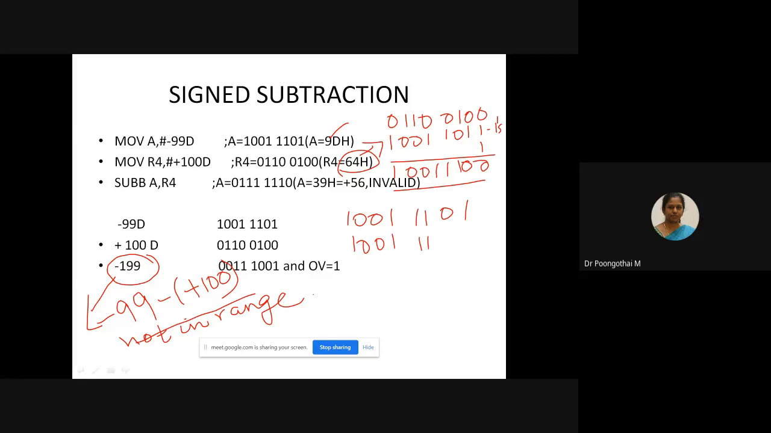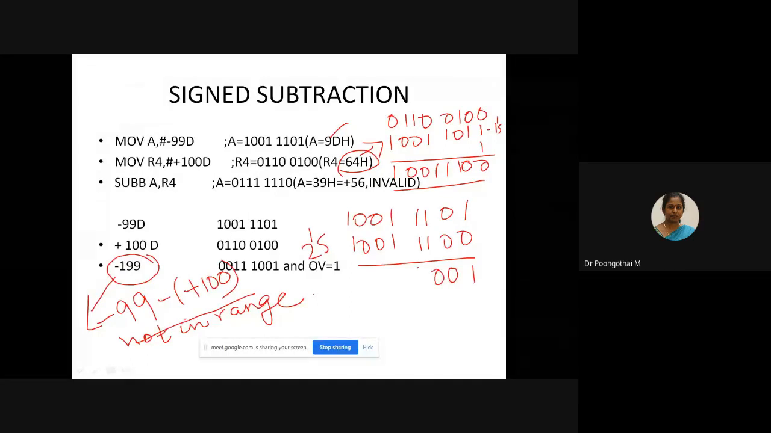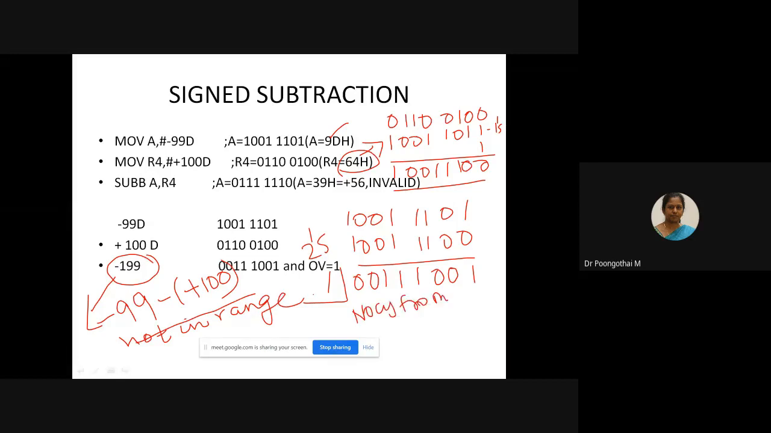1001 1101 plus 1001 1100. So this is the 2's complement representation of your 64. Add these two. Find out the answer: 1 0011 1001. So according to the result, there is no carry from D6 and carry from D7. So your overflow flag is set to 1.